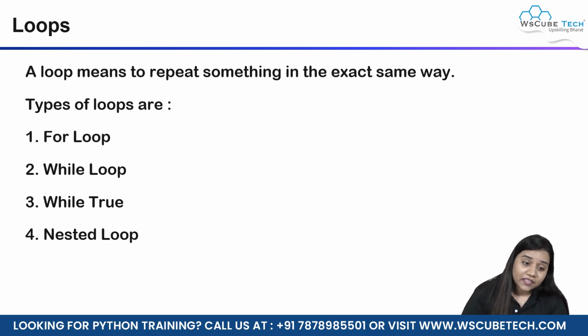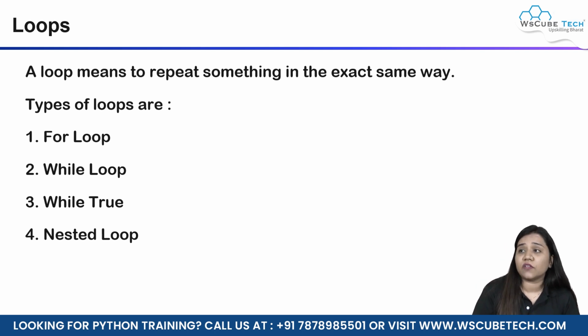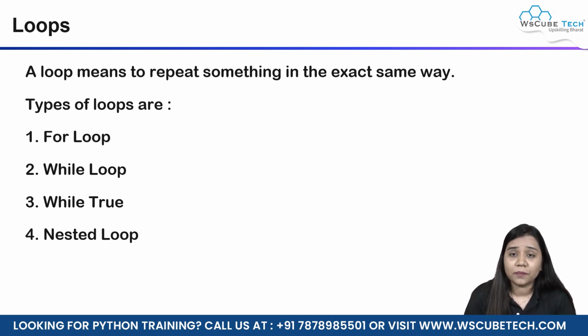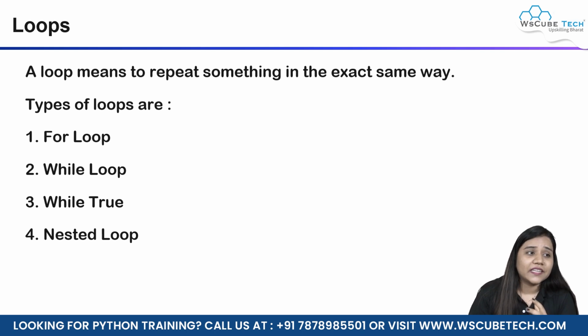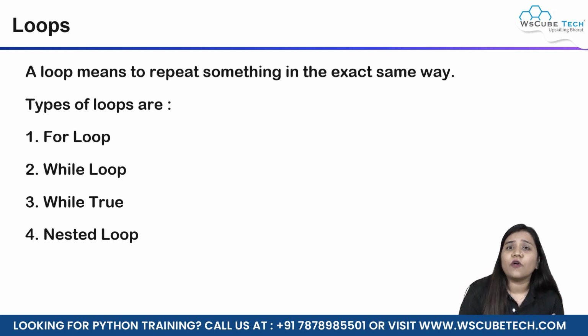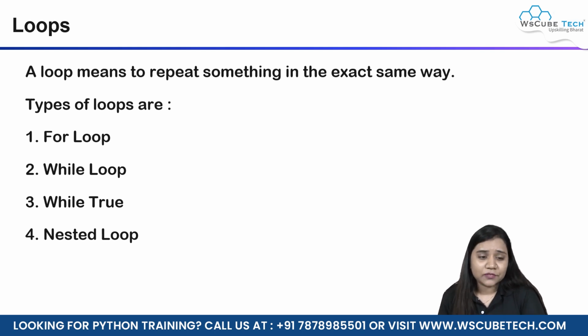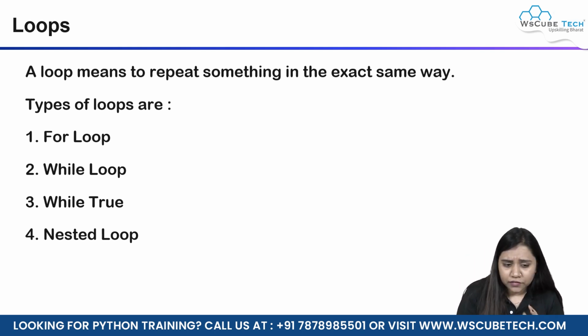Now, in Python, there are different kinds of loops. Why are different kinds required here? Because we don't know how many times we have to repeat it. We don't know how much gap we have to give in between while we are repeating it. We don't know how long we have to repeat it. We don't know if we have to repeat one thing or multiple kinds of things multiple times. So that's why we have different kinds of loops over here.